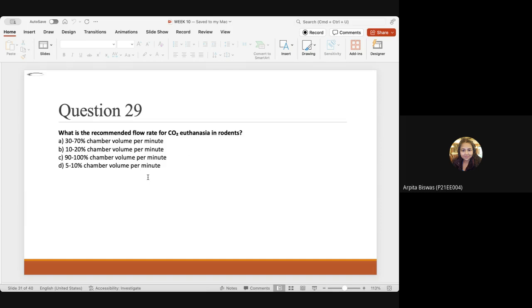First option is 30 to 70% chamber volume per minute. Second option is 10 to 20% chamber volume per minute. Option C is 90 to 100% chamber volume per minute. And option D is 5 to 10% chamber volume per minute. So go through the question carefully. What is the recommended flow rate for CO2 euthanasia in rodents?